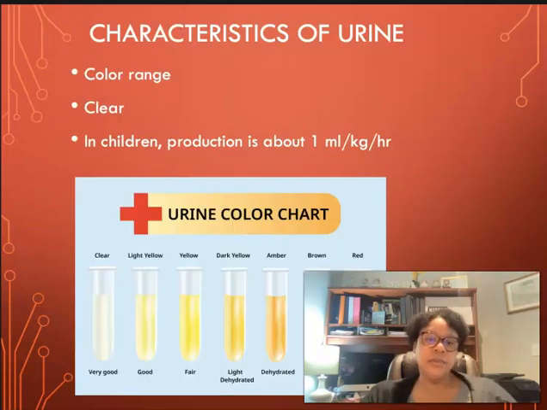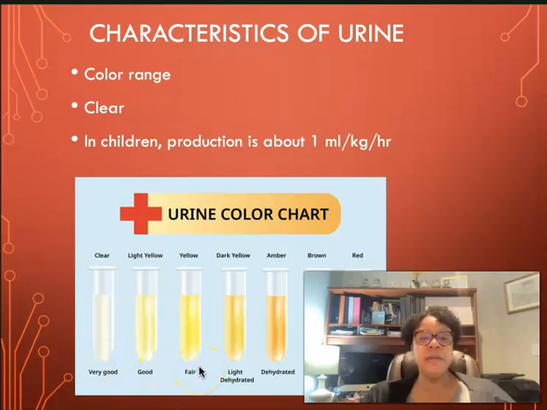So as usual, characteristics of urine, we all know this. The darker the urine usually represents the more dehydrated, more concentrated the urine is. We obviously want it to be in the good range or the fair range. I try to stay away from the very good, that it's clear, because that can also mean some other issues as well. So I would always recommend that we want the characteristics of the color to be good or fair.